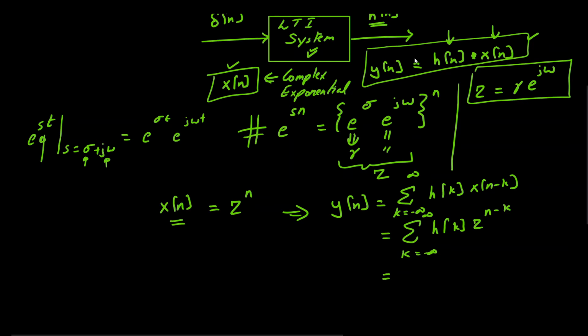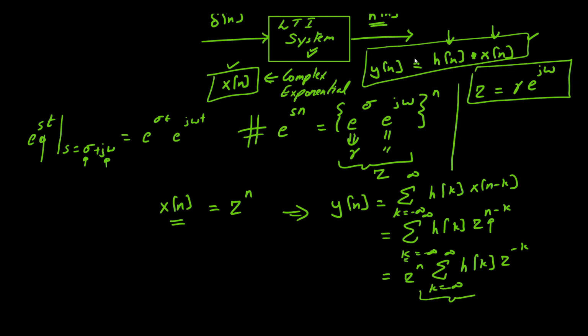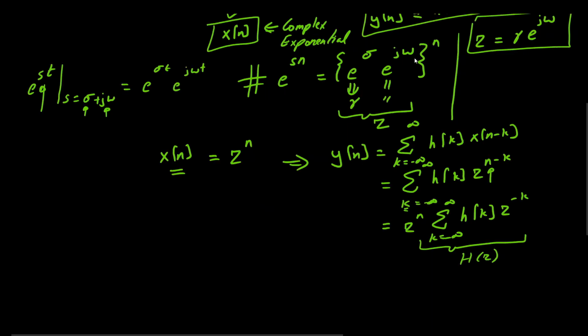Note that in the second equality, the summation is with respect to k. So we can extract out this variable n from this summation. So we can have z power n, and again a summation k equal to minus infinity to infinity h of k z to the power minus k. Now this whole thing is a transfer function which is h of z. Hence our output y of n is equal to z to the n times h of z.